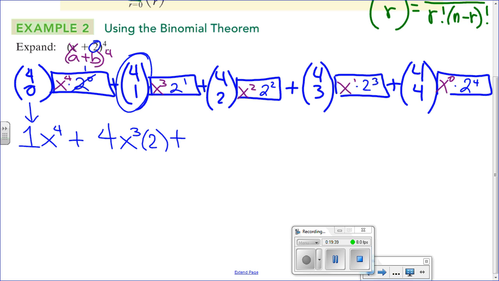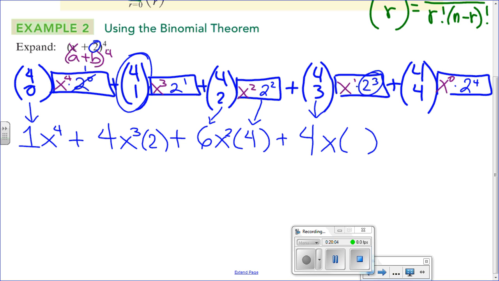Now for the next one, 4 choose 2, we're going to get a 6 from here. Then we're going to have x squared, and what is 2 squared? 2 times 2? 4. Then here we're going to get a 4 from this binomial coefficient, and then x, and then what is 2 to the third power? 8. And then the last one, the coefficient we get is a 1, and then we get x to the 0, that's just 1. And then 2 to the 4th is 16. No x because this is just x to the 0.